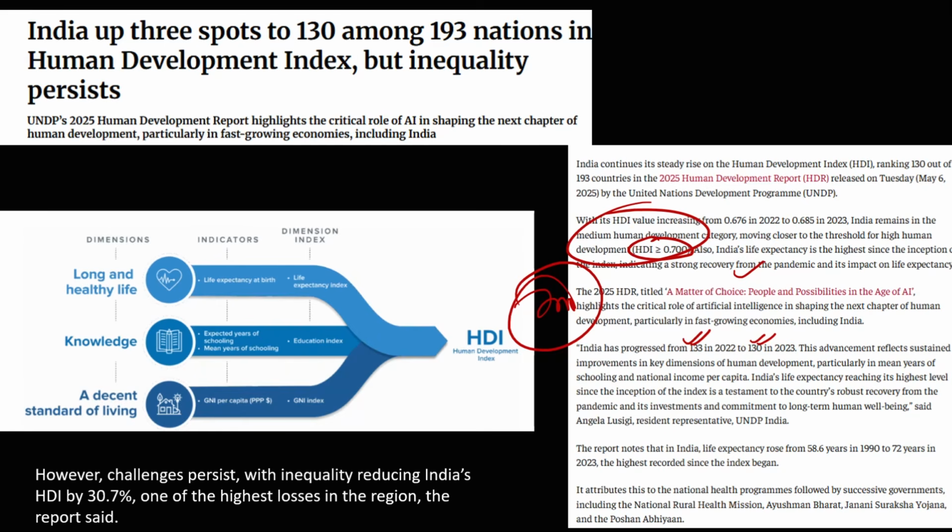Guys, for the first time, India's value of life expectancy at birth is at its highest. You can see 72 years, which is very important. But when we consider the inequality-adjusted human development index, our value decreases by 30%, which is one of the highest drops in value because of inequality. So inequality is very high in India.